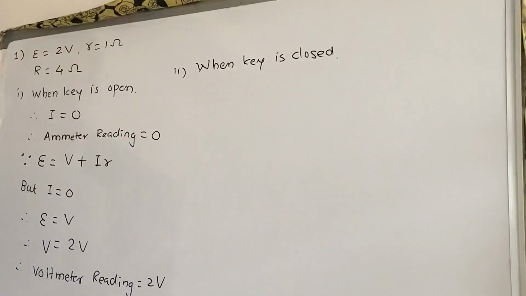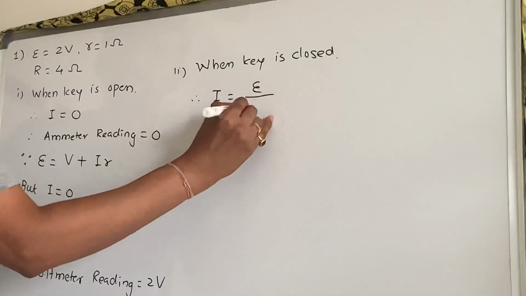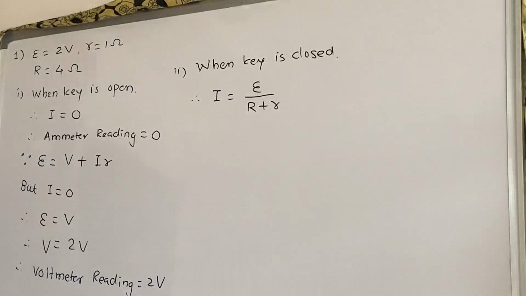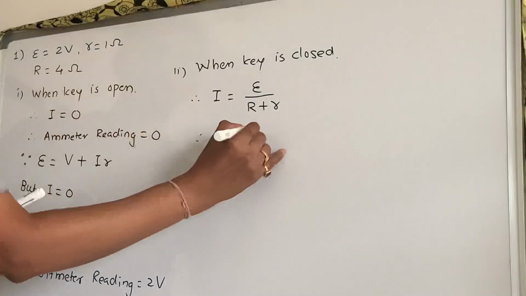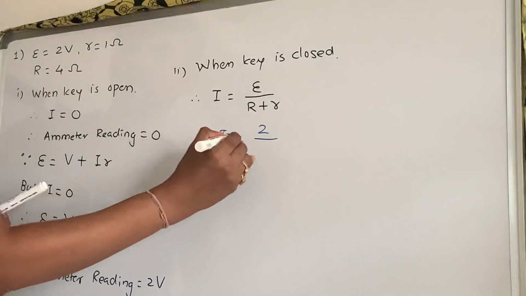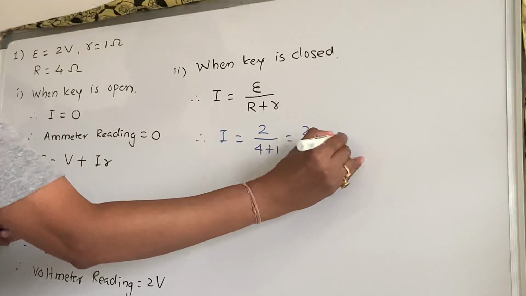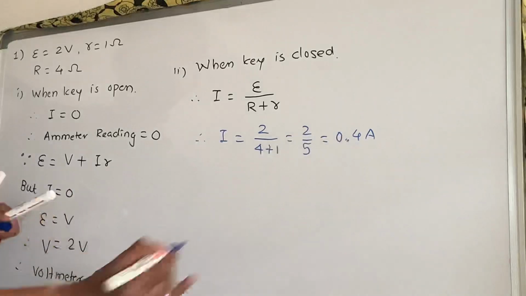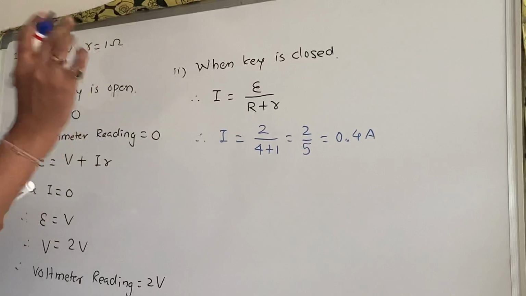Now when the key is closed, current starts flowing. So that current is given by I is equal to EMF upon capital R plus small r. Capital R is the external resistance, small r is the internal resistance. So I is equal to EMF 2, R is 4 plus 1, this is 2 upon 5, which is 0.4 ampere. That is the current. So the ammeter reading will give you 0.4 ampere.